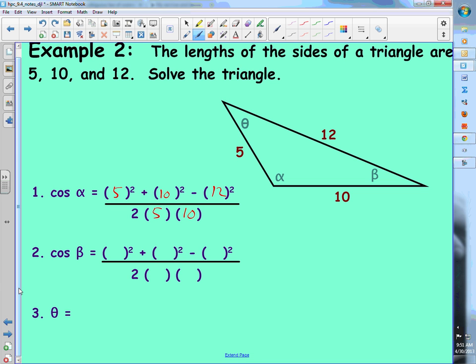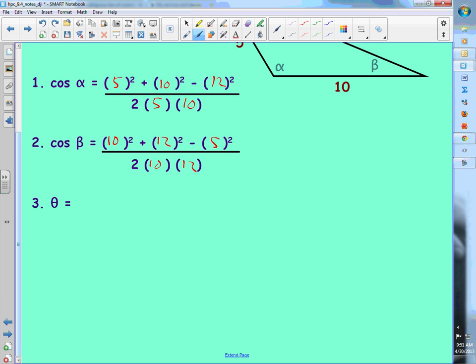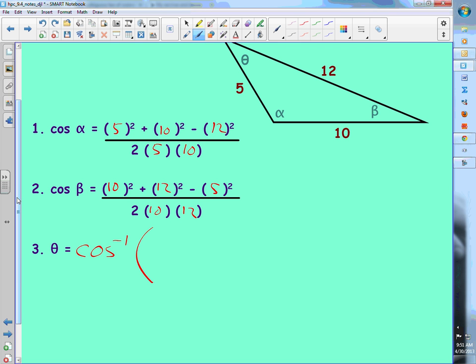So, Vitri, how about beta? 10, 12, and 5, and on the bottom, 10 and 12. Now, again, I'm less apt to write it like that and more apt to write it like this for theta and say cos inverse, open a parenthesis. Kevin, what should I put for theta? Yeah, for cos theta, we're going to do law of cosines for side, side, side. 5 squared plus 12 squared minus 10 squared, over 2 times 5 times 12. And again, if you do this correctly, that's all the work I need from you.